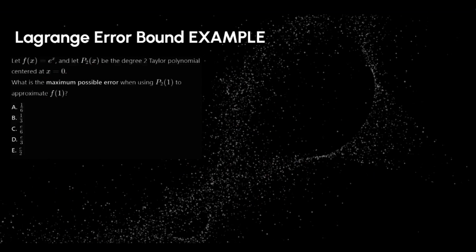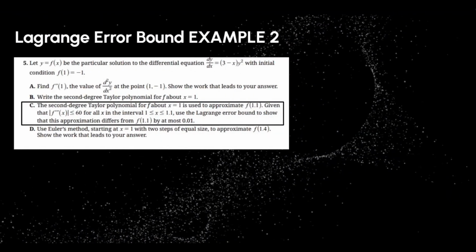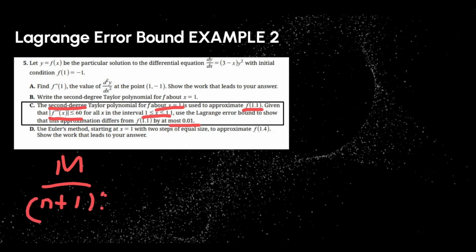So now going to the next example, which is actually from the 2025 AP Calculus BC FRQ exam. This is basically saying the second degree Taylor polynomial about x equals 1 approximates f of 1.1. So given that the third derivative of f is less than or equal to 60 in the interval 1 to 1.1, show that it differs by at most 0.01. So let's just apply the same formula again. That's going to be M over n plus 1 factorial times x minus a to the power of n plus 1.